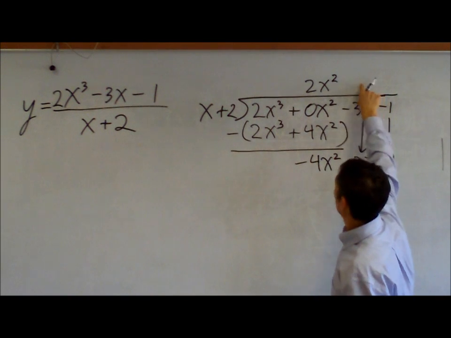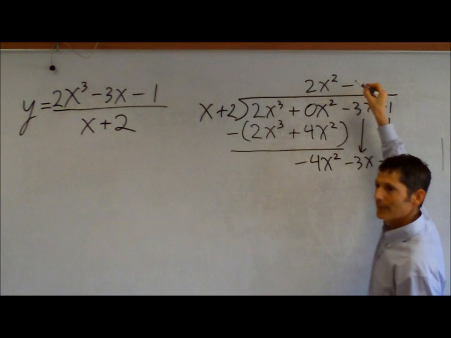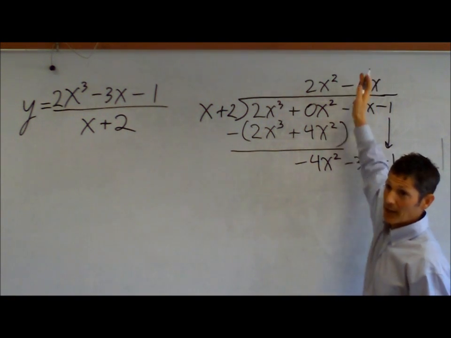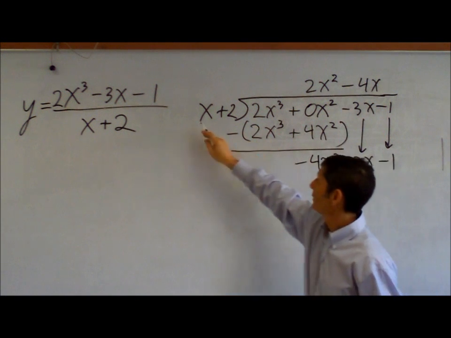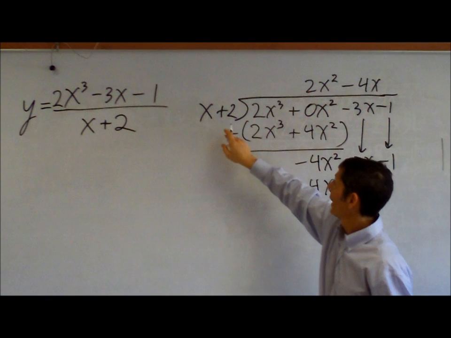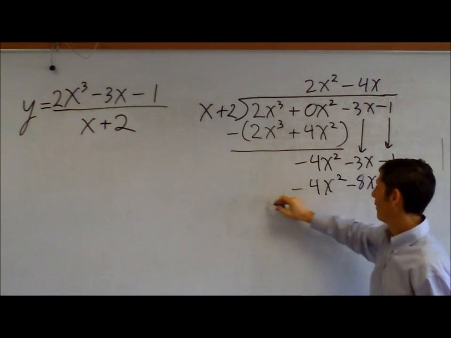So now I'm thinking, what times x gives me negative 4x squared? Negative 4x. Again, I would like to line up my x's. So negative 4x times x is negative 4x squared. Negative 4x times 2 is negative 8x.